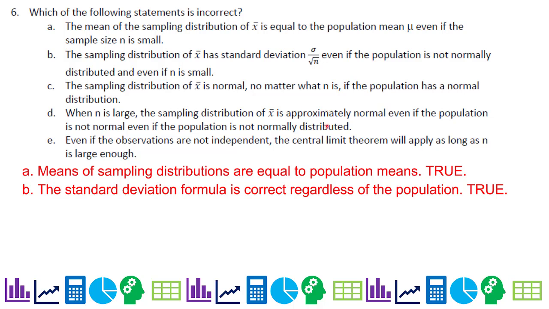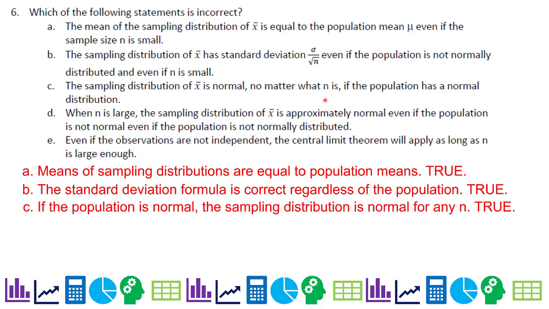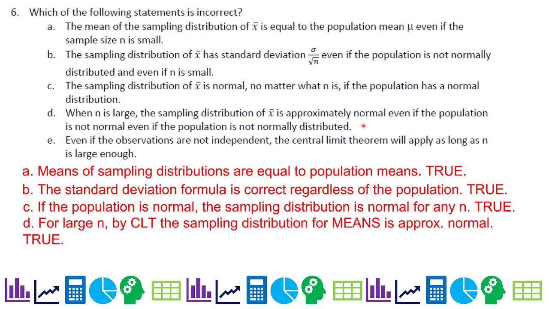The sampling distribution of X bar is normal no matter what n is if the population has a normal distribution. That is true as well. If you start with a normal distribution, you're going to get a normal distribution. Things tend to the normal. If you start with a normal, you're already there. When n is large, the sampling distribution of X bar is approximately normal, even if the population is not normally distributed. That's true. That's the central limit theorem, all right?